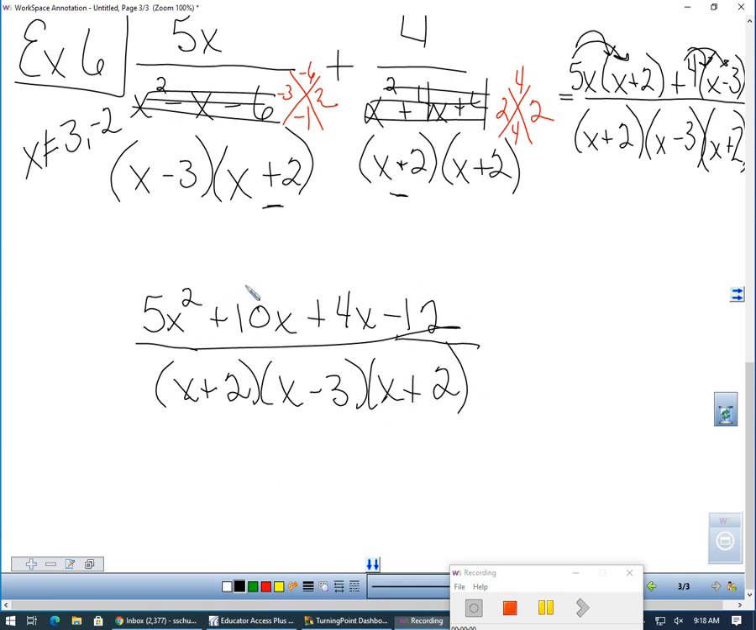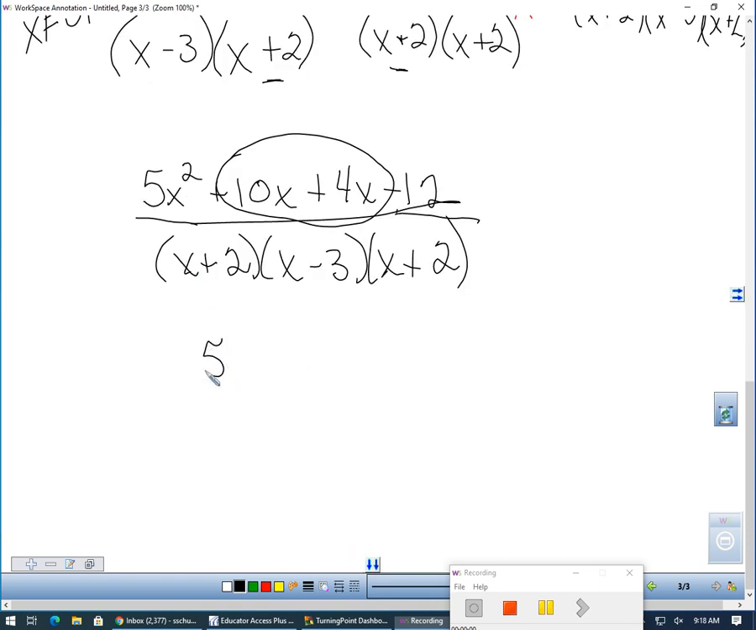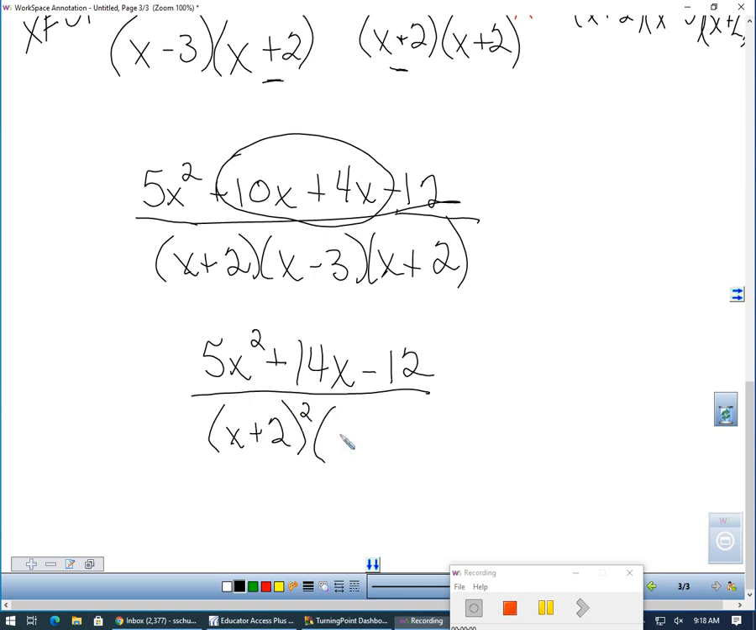And collecting my terms, I can put these two together. So my final answer here, I have 5x squared plus 14x minus 12, all over. Now we can write them as 3 factors. We can write this as x plus 2, and there's 2 of them, so I can put squared, times x minus 3. I could have left them all separate. And again, this has those restrictions where x cannot equal negative 2 and x cannot equal positive 3.